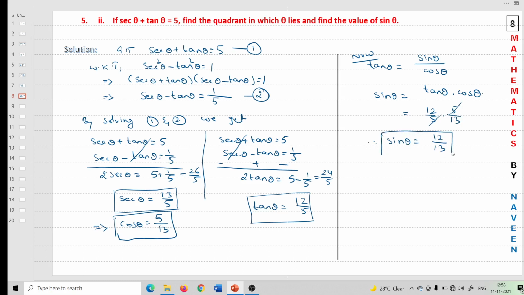And again we have to find in which quadrant theta lies, right? See, cos theta is positive. In which quadrant is cos theta positive? First and fourth quadrant. Secant theta positive, same, first and fourth quadrant. Tan theta is positive in first and third quadrant. Sin theta is positive in first and second quadrants, right? So what is the common quadrant for all the values? This one, first quadrant. Therefore theta lies in the first quadrant. Clear?